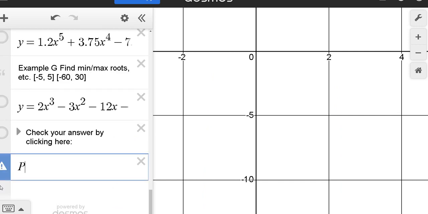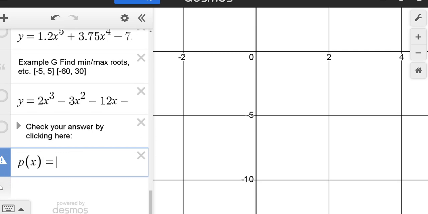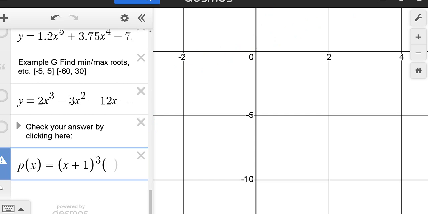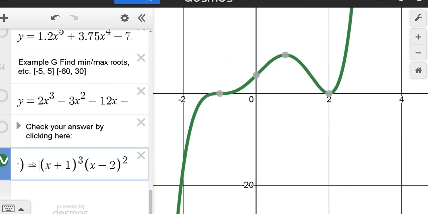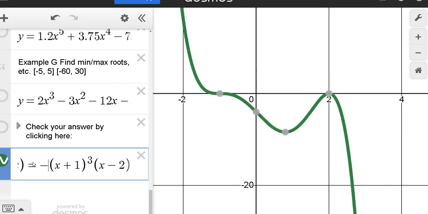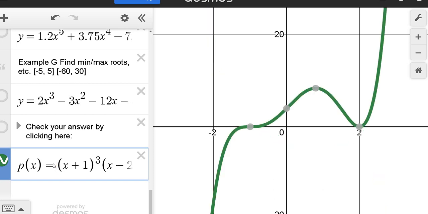If I do P of x equals x plus 1 cubed times x minus 2 squared. That's looking pretty good. But what if I put a negative out in front like you suggested? It's going to reflect it, so it's going to open the other way. This would give you end behavior B, where you're going up to the left and down to the right. So it would give you exactly the wrong part here. So this negative sign out in front, getting that correct, that's a point or two, depending on the problem.